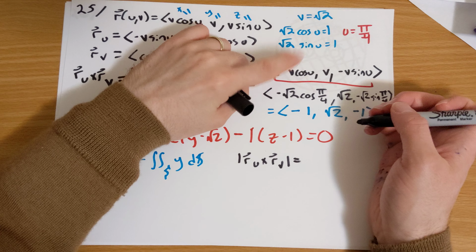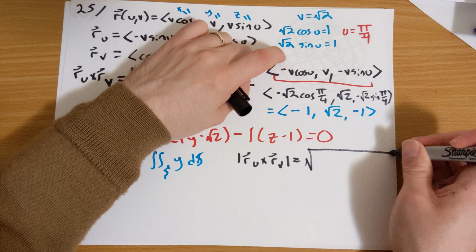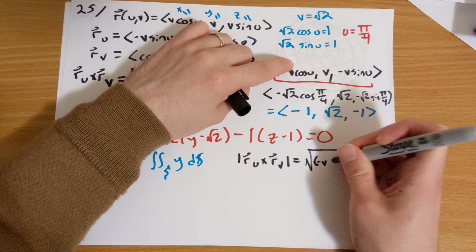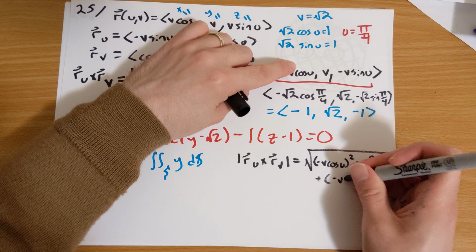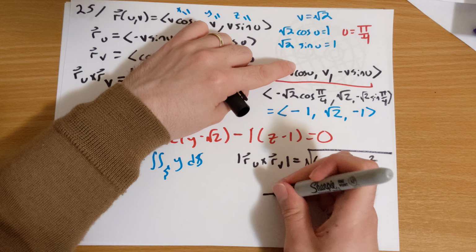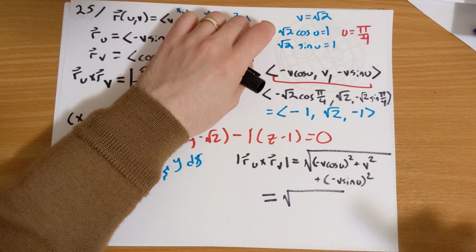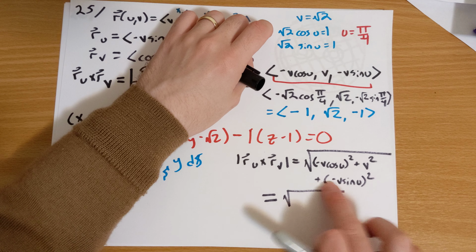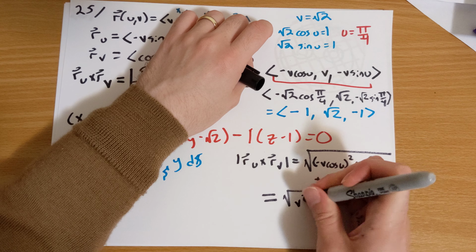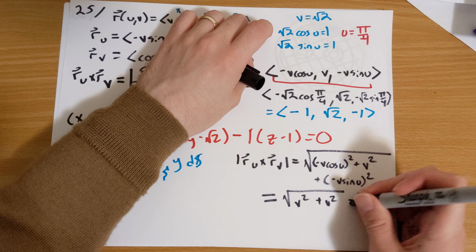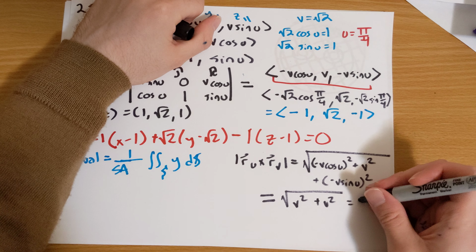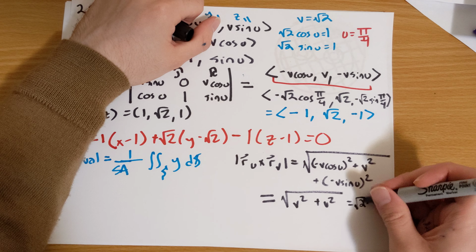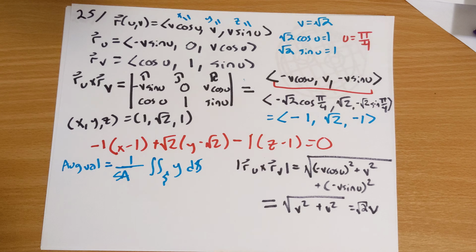Not in this particular case, but more generally, it's given by the square root of negative v cosine u squared plus v squared plus negative v sine u squared. And when there's a v squared cosine squared u plus a v squared sine squared u, that's just v squared, plus another v squared. v is non-negative on the domain that we're talking about, so we can just say that this is square root 2 times v. Okay, so why did we need this?